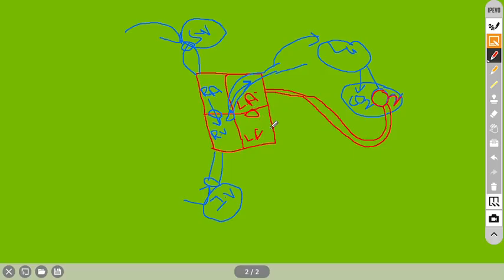Then it fills with the oxygenated blood. The whole process, heart to lungs and lungs to heart, is called the pulmonary circulation, right?